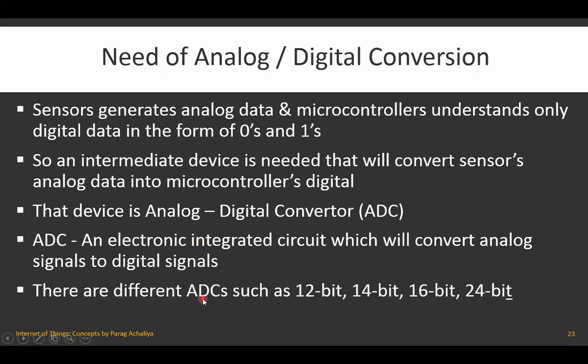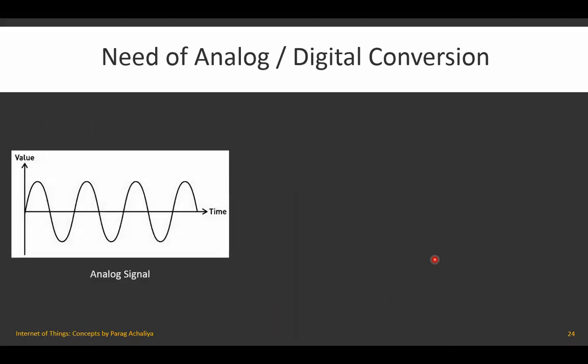There are different analog to digital converters such as 12-bit, 14-bit, 16-bit, 24-bit, etc. So these are some ADCs available depending on the size of their bus. You all are aware of that.